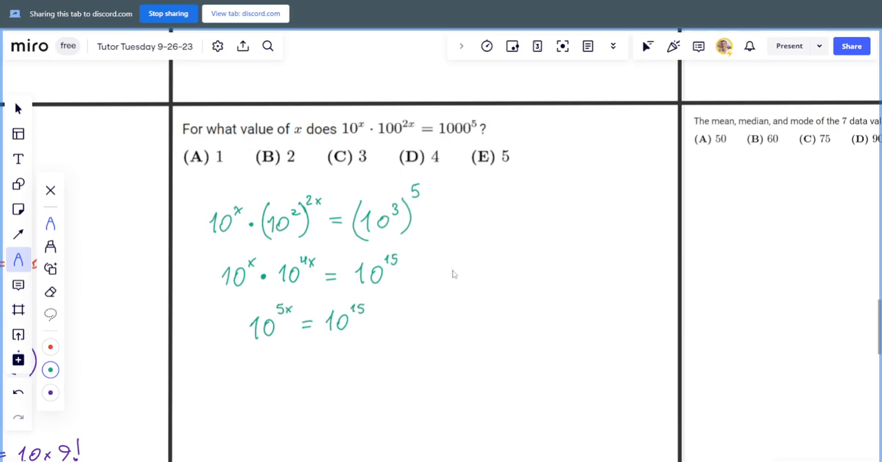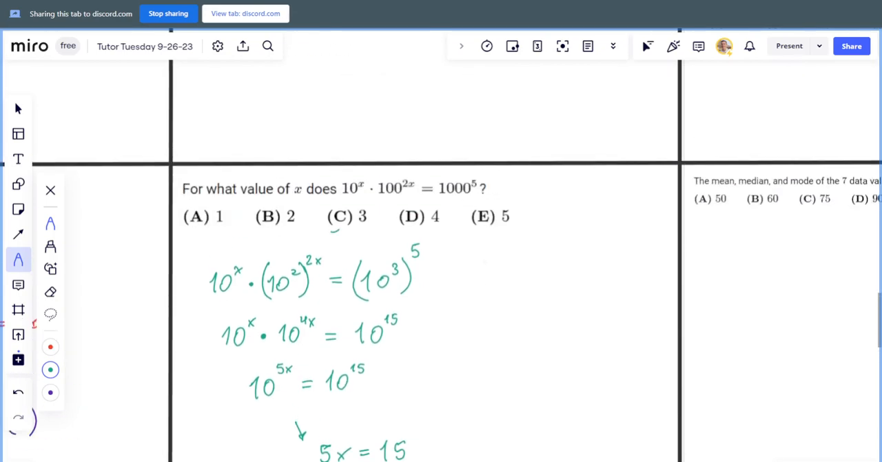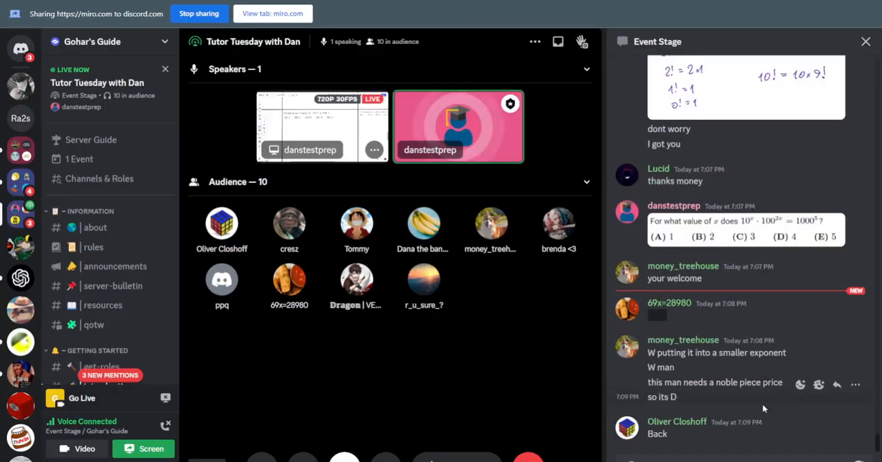At this point, I think you guys can see where we're going with this. We want to equate those exponents since the bases are the same. Otherwise we get 5x equals 15, and x should be equal to 3. Who got that?